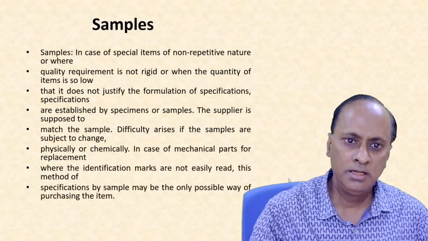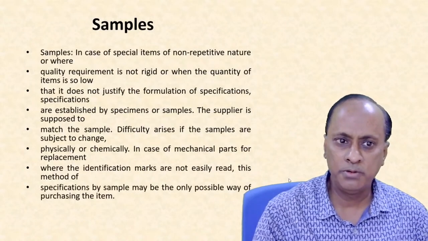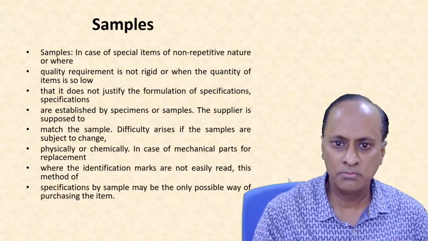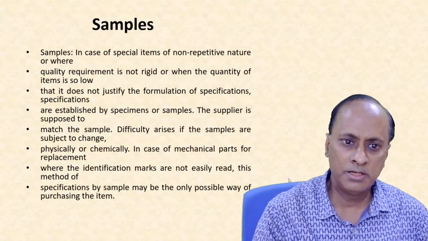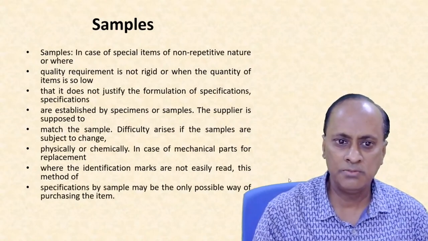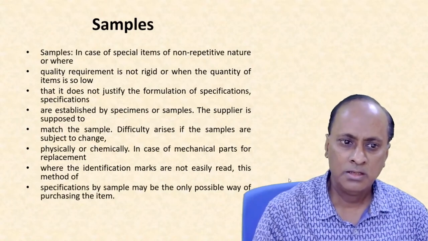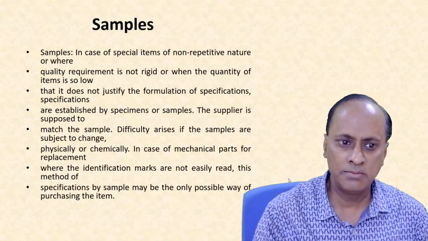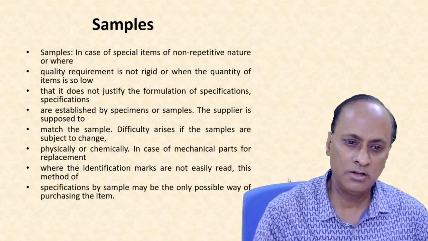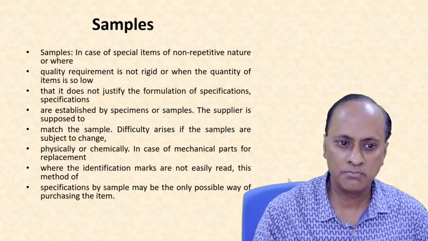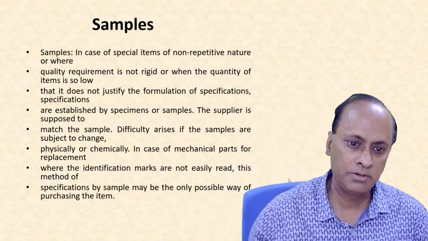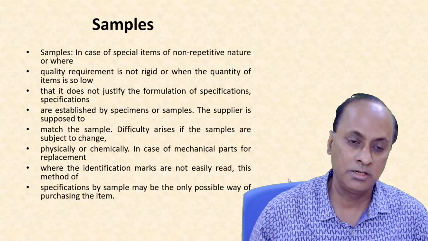Then samples. In case of special items of non-repetitive nature where quality requirements are not rigid, when the quantity of the item is so low that it does not justify the formulation of specifications, specifications are established by specimen or samples. The supplier is supposed to match the sample. Difficulty arises if the samples are subject to change, physically or chemically. In case of mechanical parts for replacement, where identification marks are not easily read, this method of specification may not be the only possible way of purchasing the item.